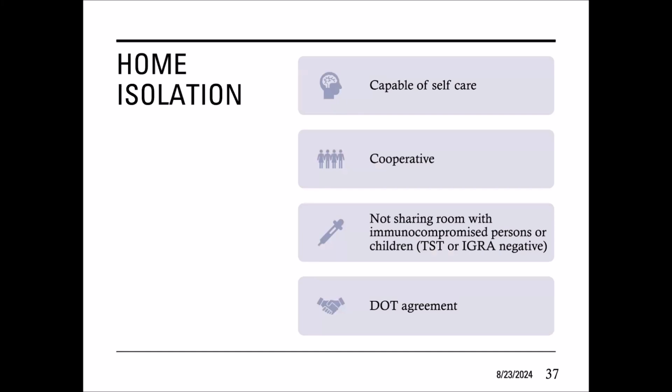But you have to have a patient who's capable of taking care of themselves, who understands what's going on, who's going to be cooperative, and there's no obvious immune suppressed person or children at home, and they agree to directly observed therapy. And this is often the case. So patients don't have to stay in the hospital a long time.